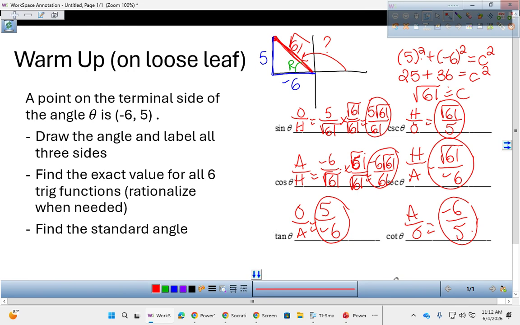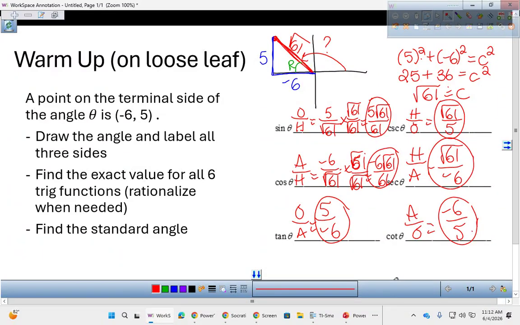All Students Take Calculus tells me that in quadrant 2, sine is the only positive one. So there should be negative signs on all of the other ones. Sine is the only thing positive here, so it should be the only trig function that has positive values. All right, so that's point number 2.